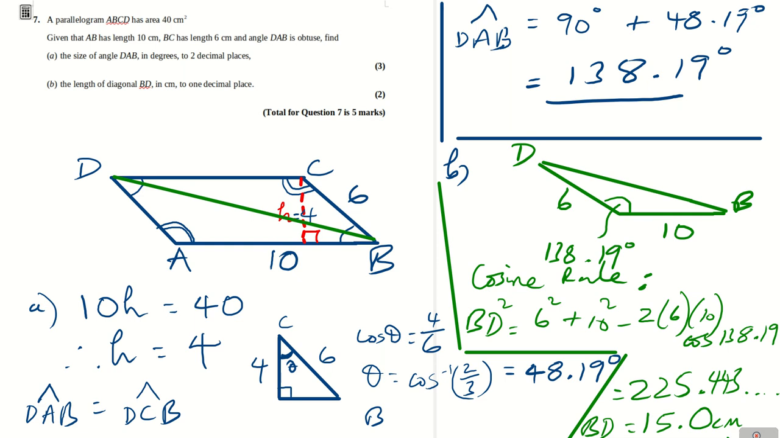Okay, now strictly speaking, although it's 0.0 and you might be tempted just to write down 15 centimetres, you risk, I suppose, losing a mark because they want it to 1 decimal place, and so we should put in 0.0.